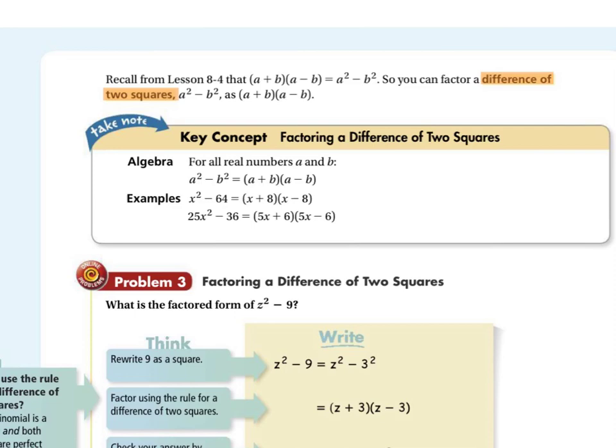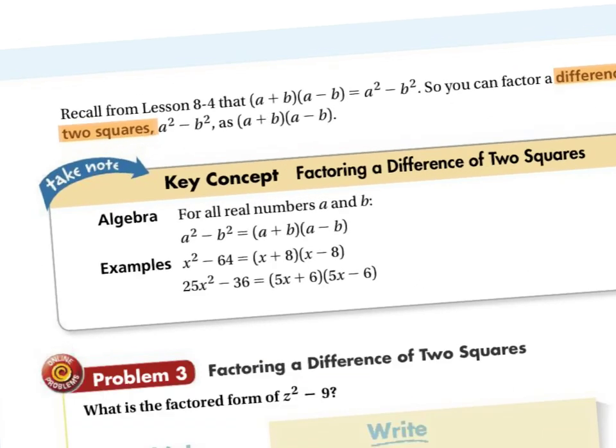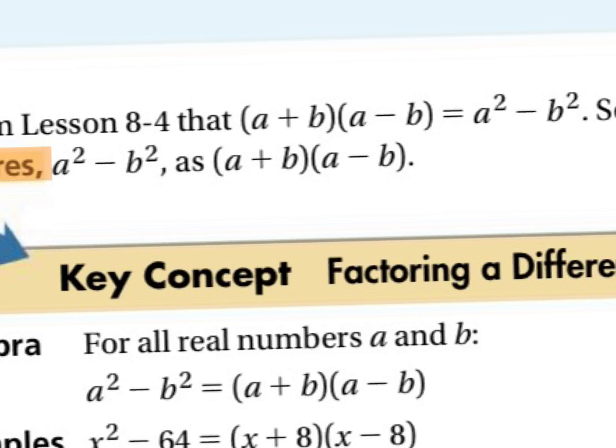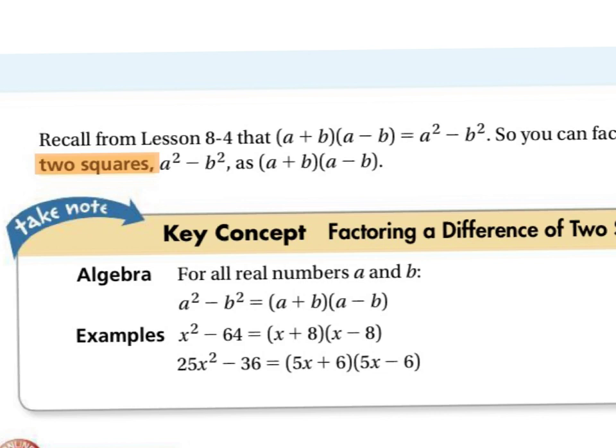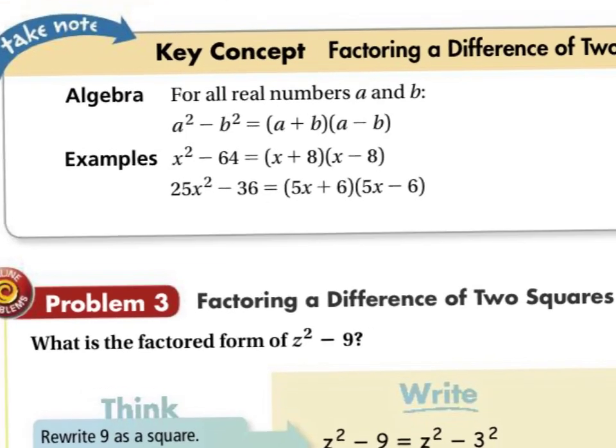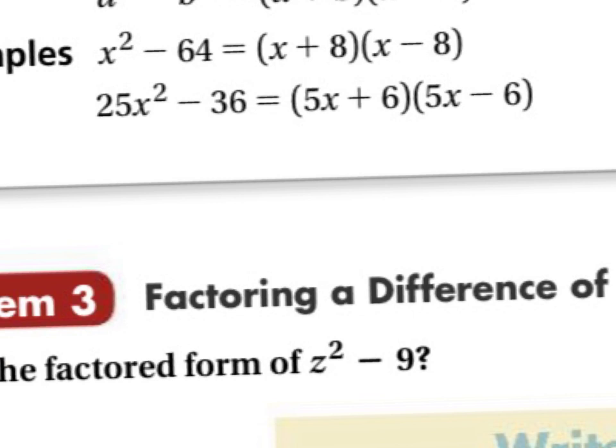Back in section 8.4, we had something like this, a plus b times a minus b. And when we FOILed that out, the middle terms canceled out. We're left with a squared minus b squared. So the other direction, we can go and factor something out. So we're going to be doing a problem kind of like this.